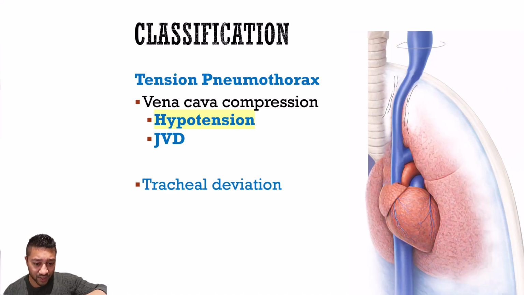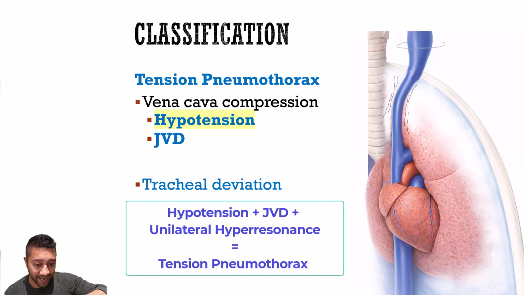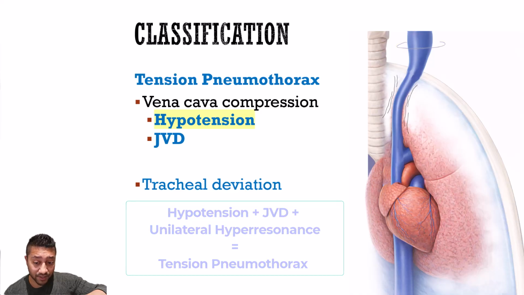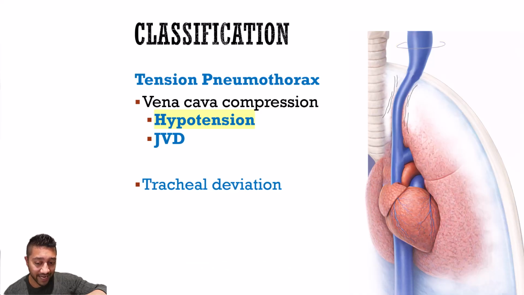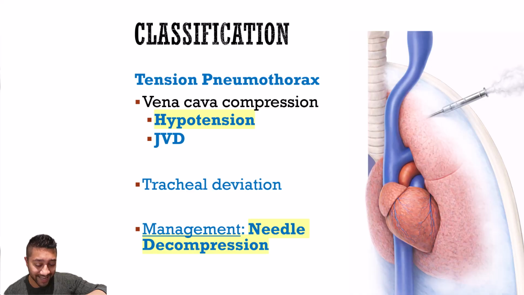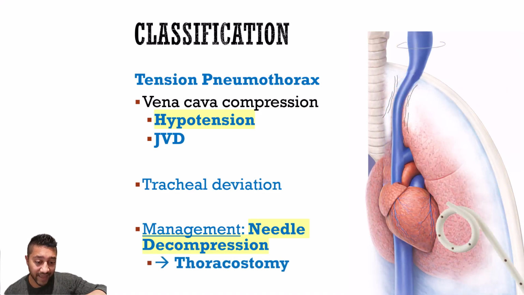So if you see a patient with sudden pleuritic chest pain and a unilateral hyperresonance, and they have signs of hypotension or JVD, then this is a tension pneumothorax until proven otherwise. In these patients, rapid treatment is much more important than performing an X-ray. So you will not choose X-ray as the next step in these patients. Instead, you should be performing a rapid needle decompression at the second intercostal space mid-clavicular line. This will help to temporize the patients until you can actually put a chest tube in as their definitive management.